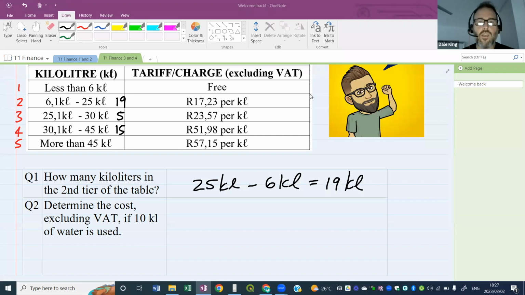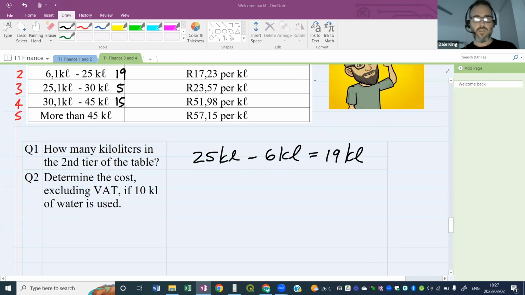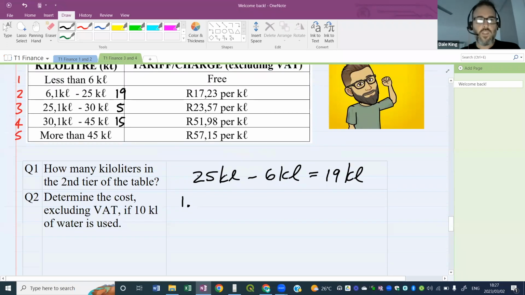Okay. All right. Now, the next question says, determine the cost excluding VAT. We don't have to worry about VAT now. If 10 kiloliters of water is used in a month. Okay. So now this is how you do the calculation. You do it step by step. I'm going to write here 1 because we're going to work in the first bracket first, the first interval.